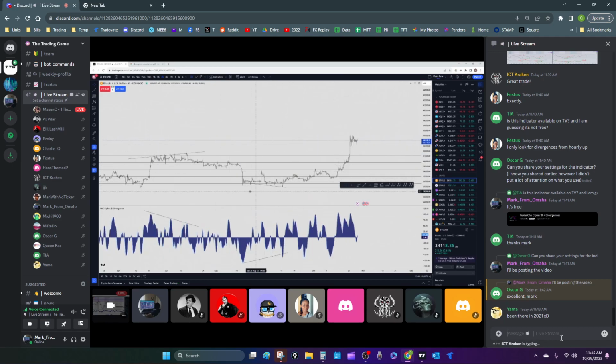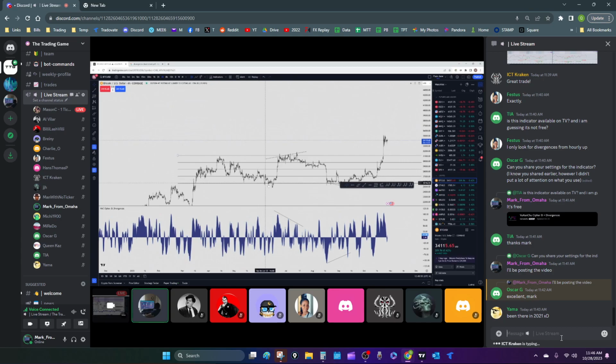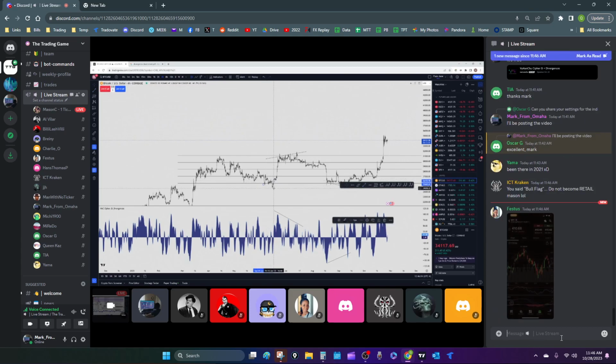But this is the way to do divergences, guys. Go to your 4-hour and look for them. Look for areas of resistance. Look for areas of support. Look for the divergences that start printing. Lower, higher, into an area of support, bullish. You can start doing the.